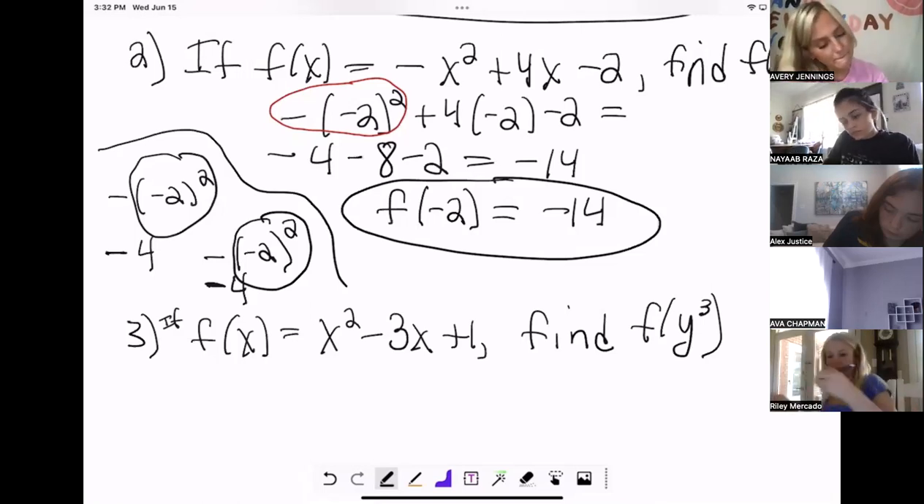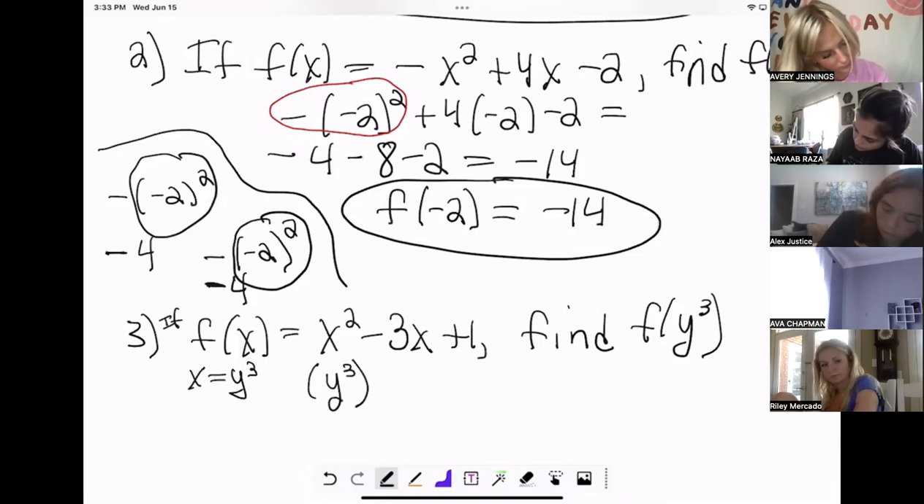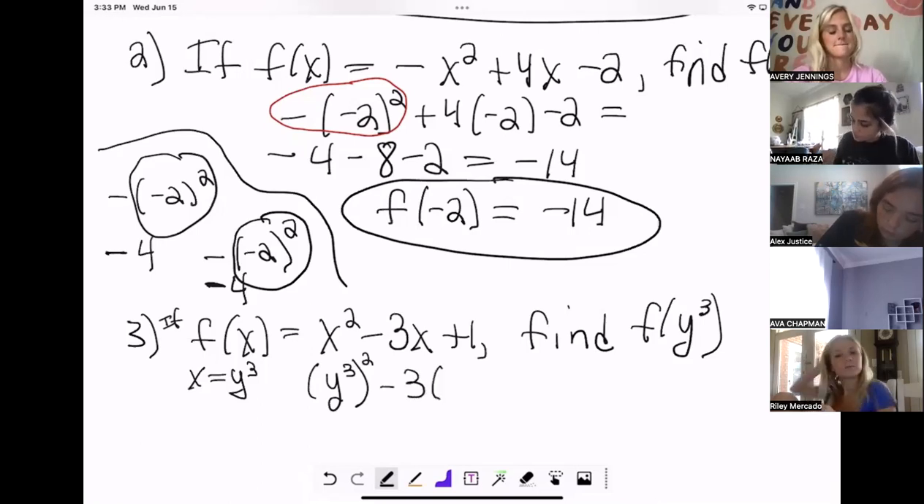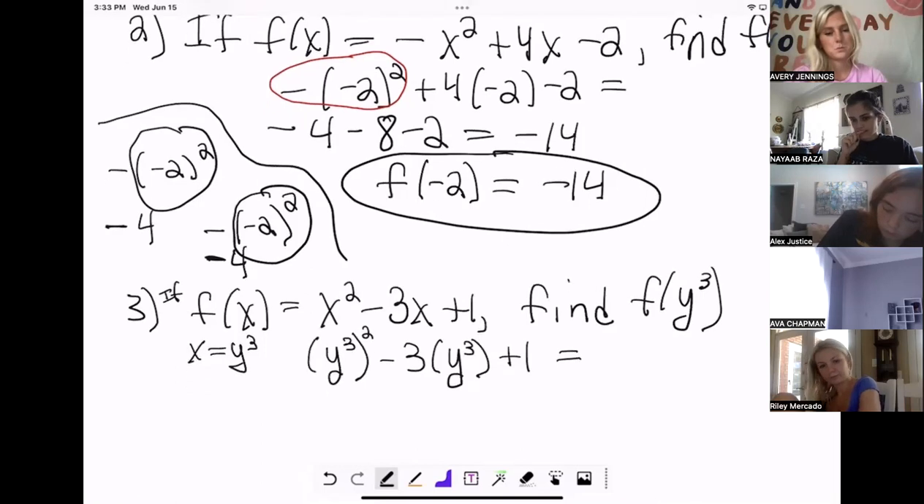Now remember, really important, you're only allowed to replace x with y cubed. Just x. You can't take exponents. It's just x. So what do I have to do? Wherever x is, I got to put y cubed in. But that squared is still here. That's not x. That square is different. Minus 3 times y cubed plus 1. So replace only x with y cubed, and then we're going to simplify.